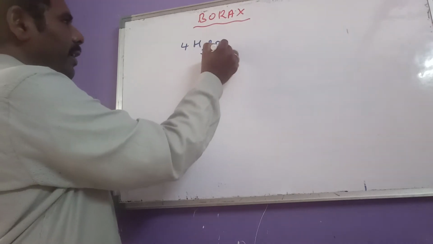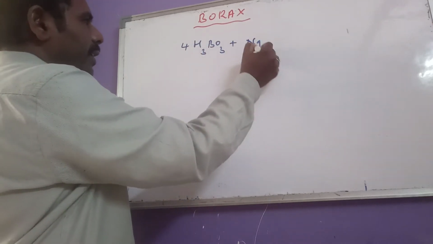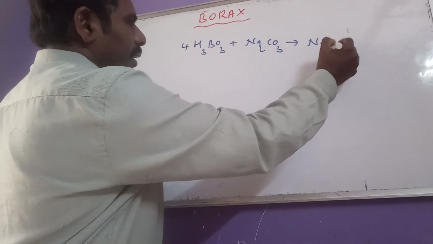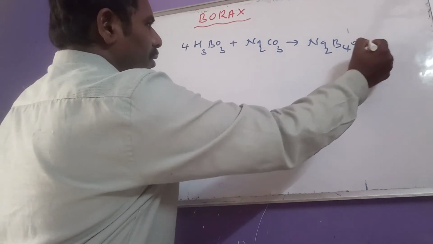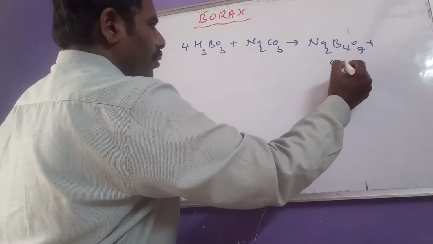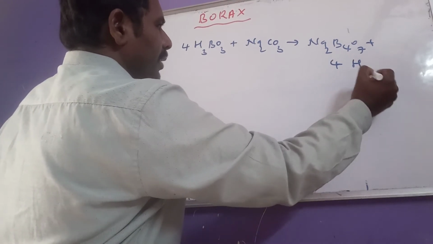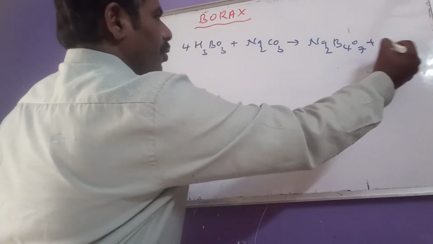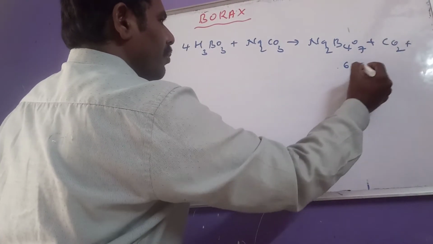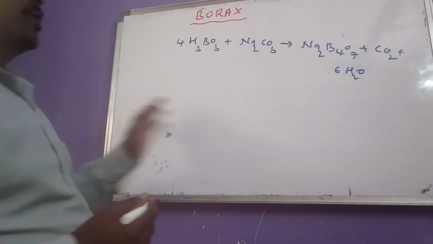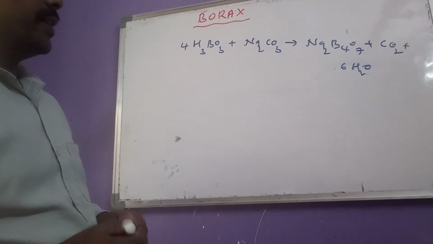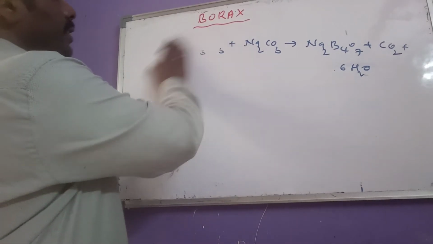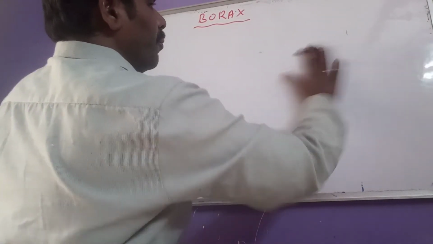4 moles of boric acid, when treated with sodium carbonate, we get Na2B4O7 plus 4 moles of H3, okay, 4 moles. What we can get here remaining is CO2 plus 6 moles of H2O. So this is the preparation method of borax.